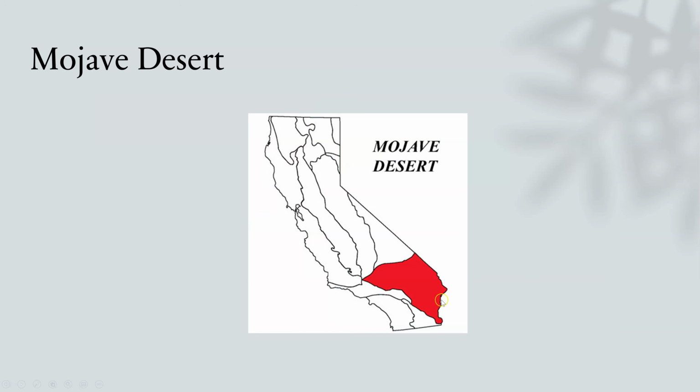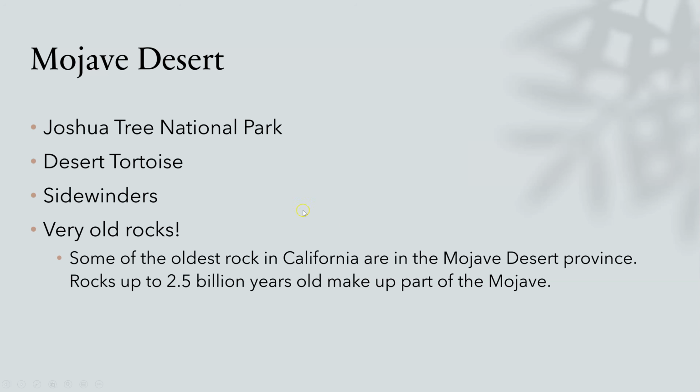All right, looking at the Mojave Desert, this is in southeastern California, so we're down here. It's its own province, remember. This hosts the Joshua Tree National Park, the desert tortoise. We see sidewinders and very old rocks. Some of the oldest rocks in California are actually in the Mojave Desert province. They are up to 2.5 billion years old. Remember, the age of the Earth is 4.6 billion years old, so 2.5 billion years old is pretty old.